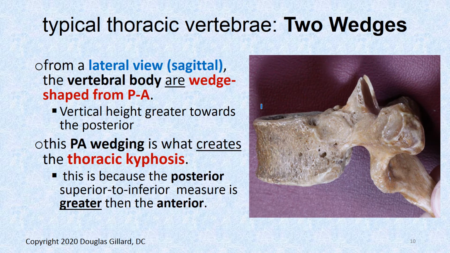The typical thoracic vertebra also has two wedges. Probably should have put a star on that slide. That's a good test question. There are two wedges. If you look from a lateral view on this one, by the way, that's nice, isn't it? What's that? Those are the demifacets. That's a pretty big demifacet, but nevertheless, there's a superior costal demifacet, an inferior costal demifacet, and the transverse costal facet.